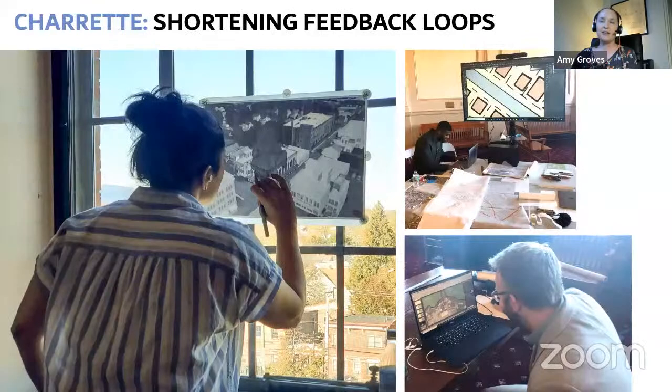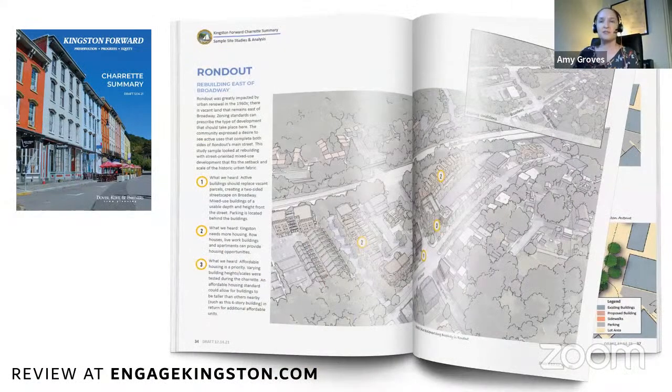And while we were gathering all this feedback, we had our team there drawing and testing ideas. So an iterative process where we could get input and draw ideas and then review those drawings with community members, asking, is this what you meant? All of that is in a charrette summary report on the Engage Kingston site that you can look through and get up to date on what we've been hearing so far.